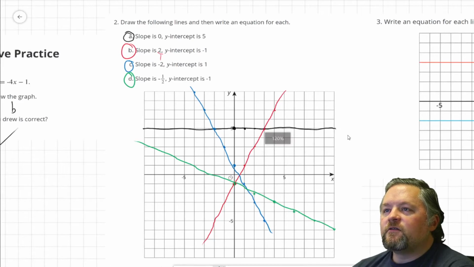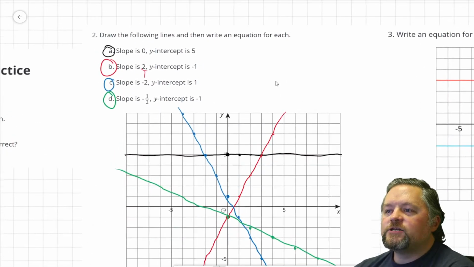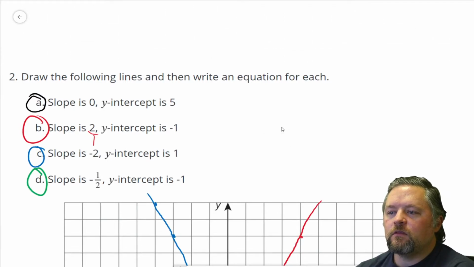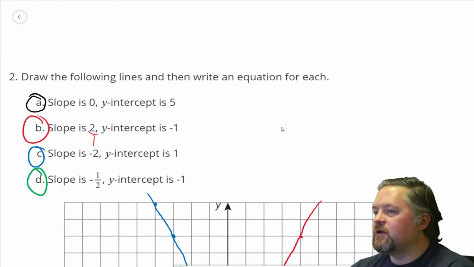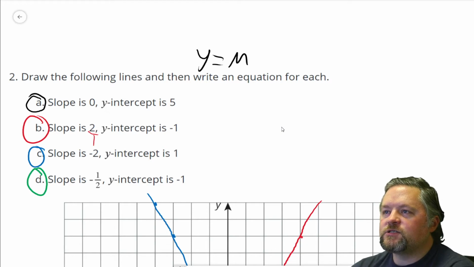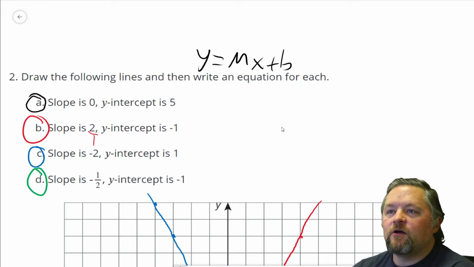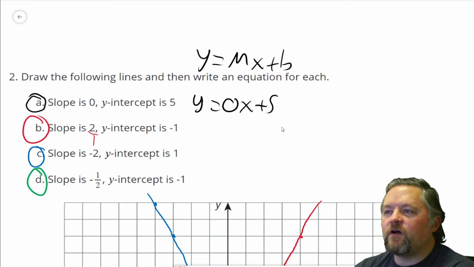Okay, we graphed all the lines. Now we're supposed to write an equation for each one. The equation is y equals mx plus b. We know our m and we know our b. y equals 0x plus 5. That can be simplified a little bit. 0 times anything is 0, so that part will all just be 0. So this one is just y equals 5.